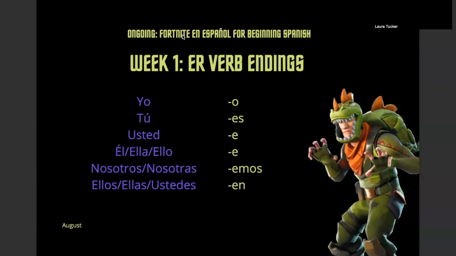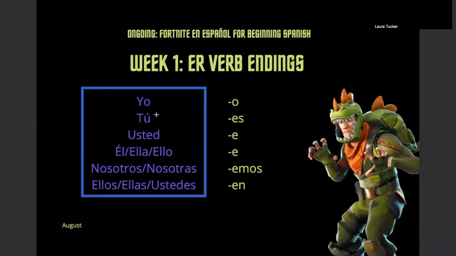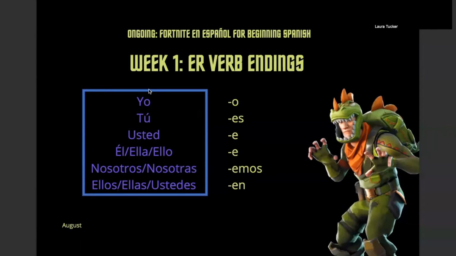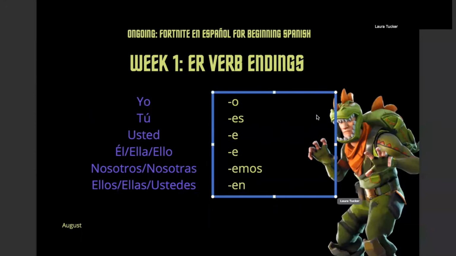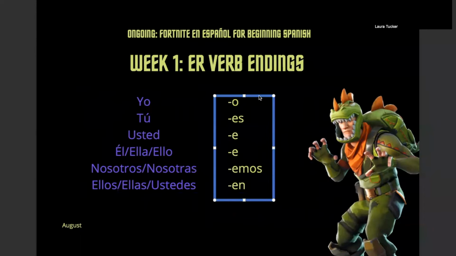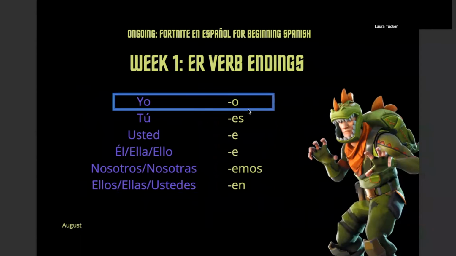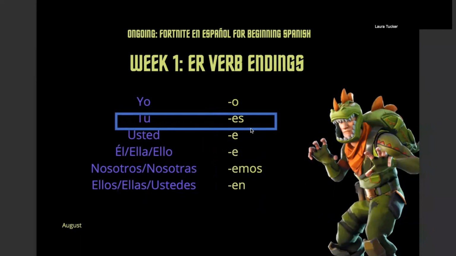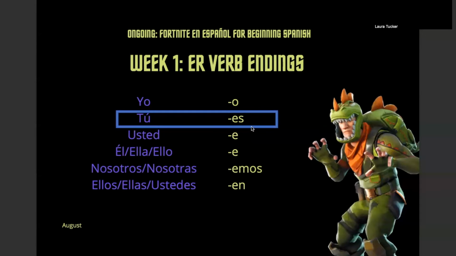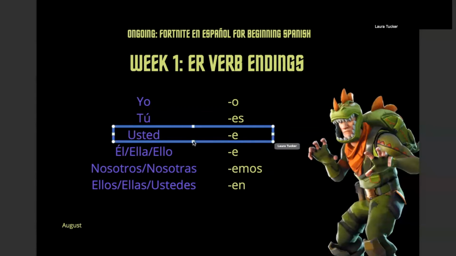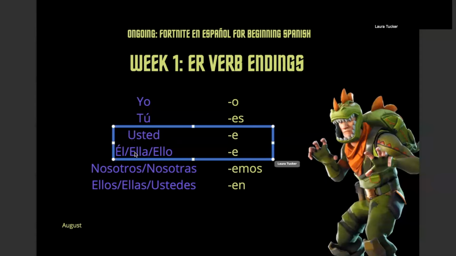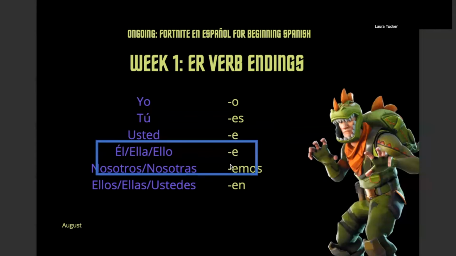Okay. So if you will remember, we have these pronouns right here. And when we are trying to make a sentence, when we are wanting to use a verb, each pronoun has a certain ending that you have to use with it. So these letters here, this is what we're going to add onto our ER verb. So for yo, which means I in Spanish, the ending is just O. For tú, which is you, the ending is ES. For usted, as well as él, ella, ello, so you formal, and then he, she, it, it's just E, so the letter E.